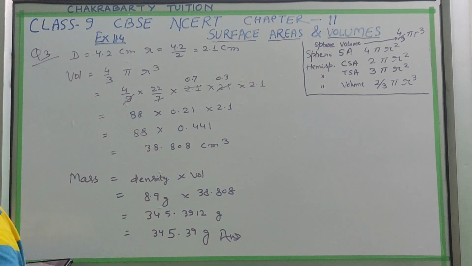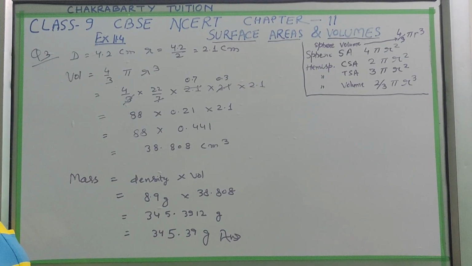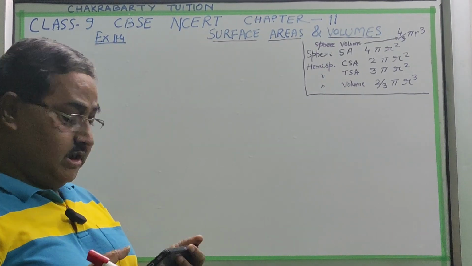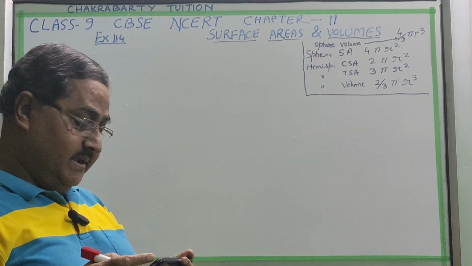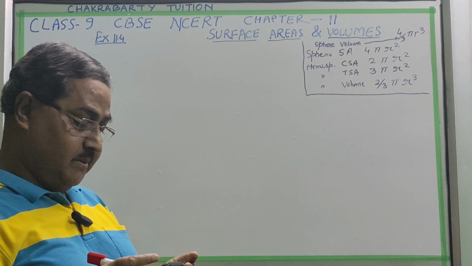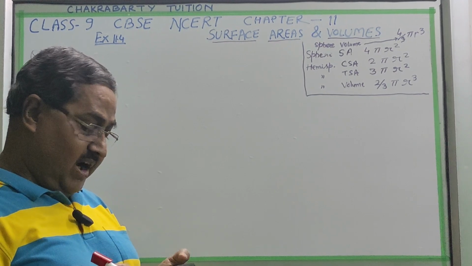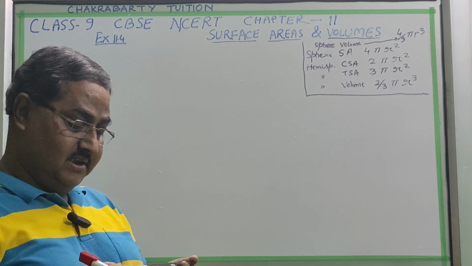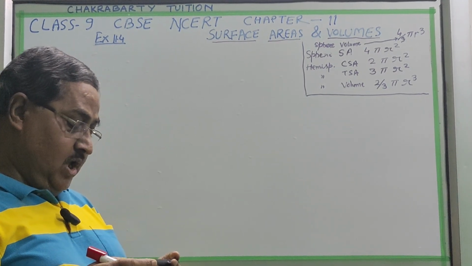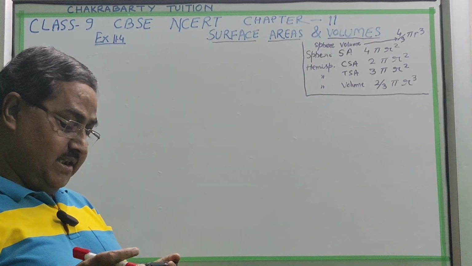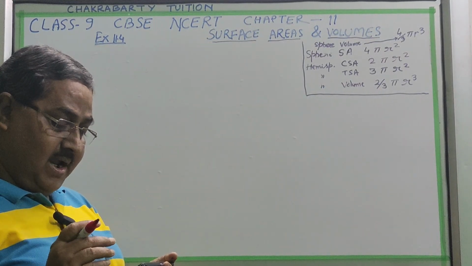So this is your question number 3. Now we will go to question number 4. The diameter of the moon is approximately 1/4 of the diameter of the earth. What fraction of the volume of earth is the volume of moon? So first, the moon's diameter is approximately 1/4 of the earth's.